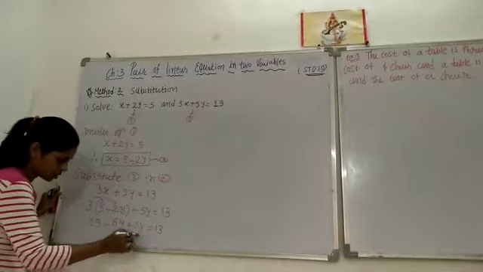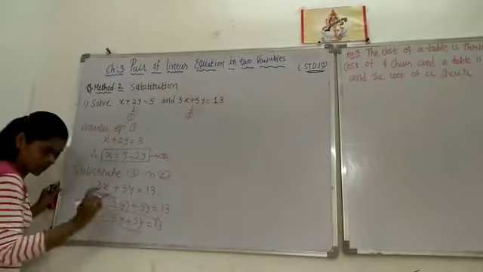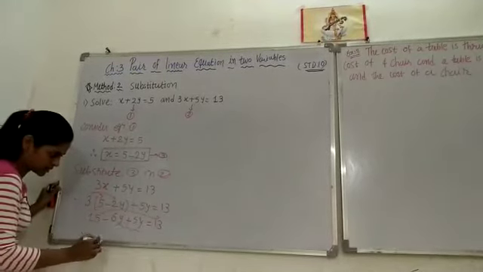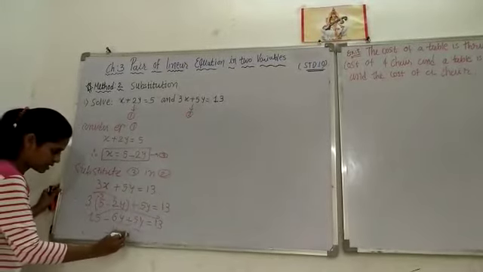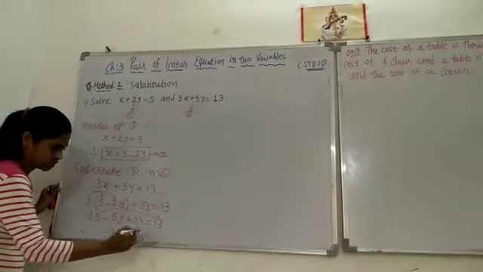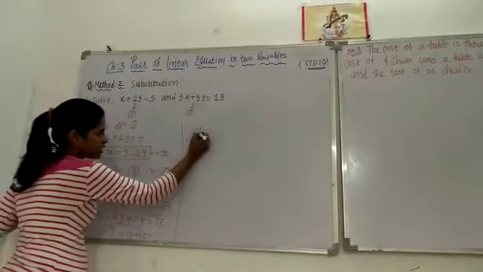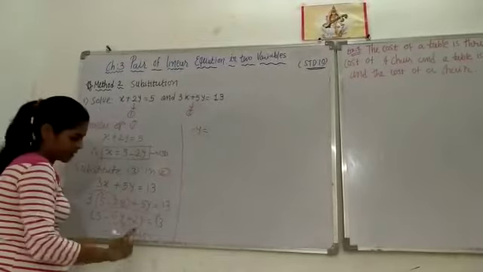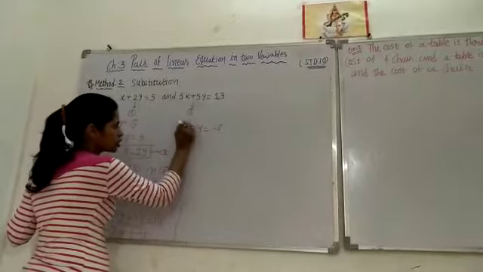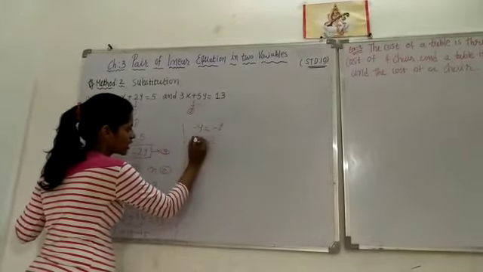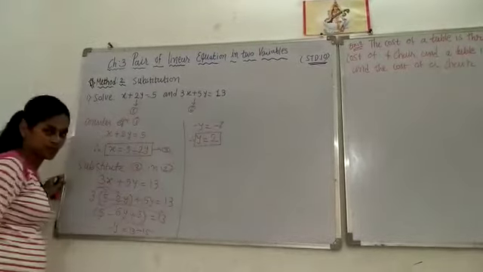Collect like terms. So these two are collected and this changes sides. So minus 6y plus 5y is minus y, 13 as it is, and change side of this 15, it becomes minus 15. So you have minus y is equal to 13 minus 15, which is minus 2. So your value of y in numerical form is 2, because minus minus is plus.